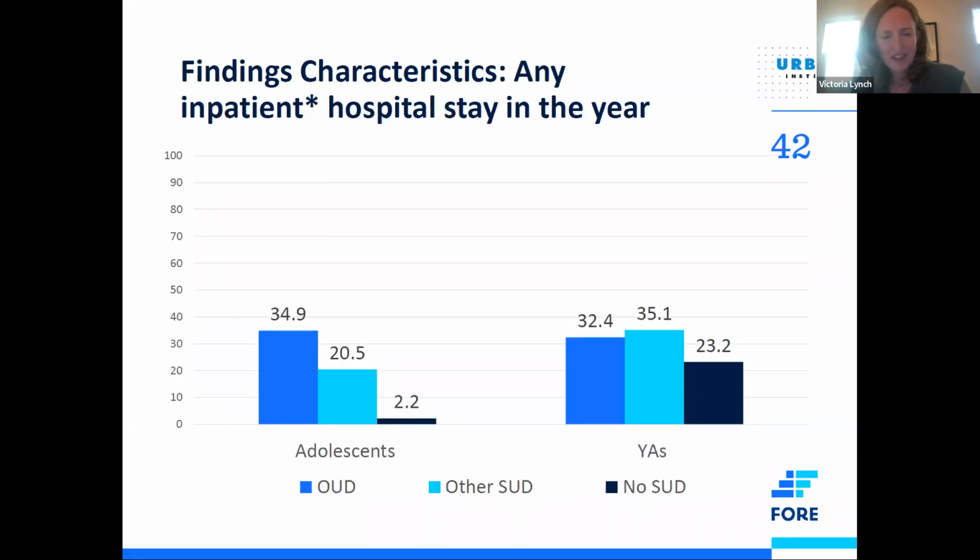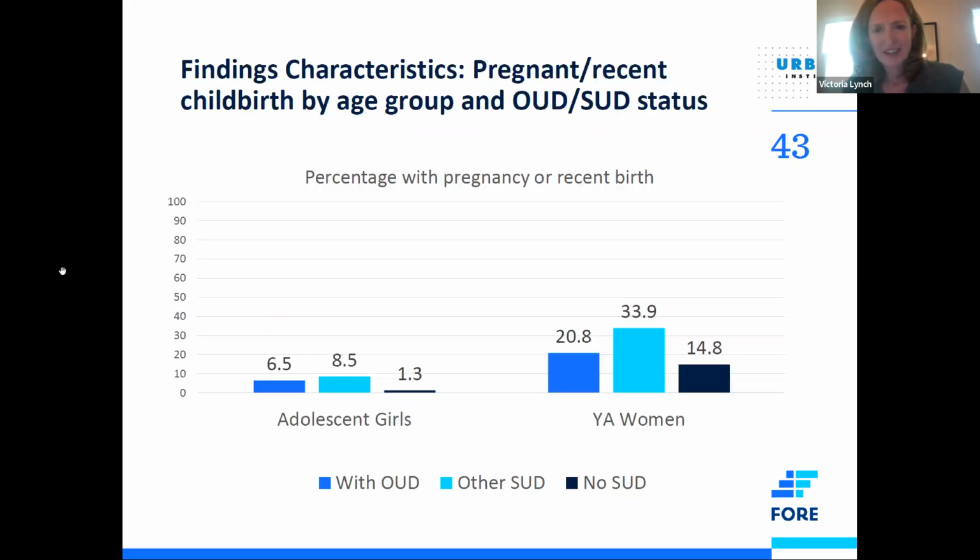Similarly, we see here the inpatient hospital stays in the year. This does not include psych, and it does include pregnancies, sorry, birth, which makes it a little bit harder to infer. But basically, you can see that among the adolescents with OUD and the young adults with an SUD, roughly 1 in 3 had an inpatient stay. Next slide.